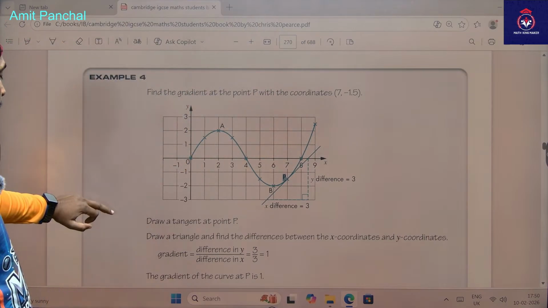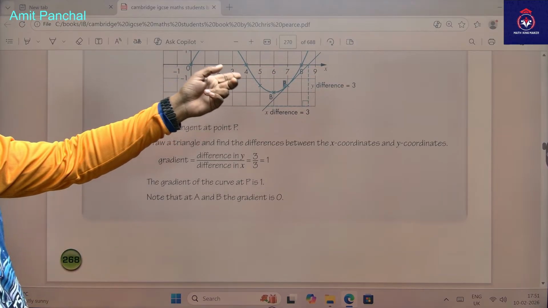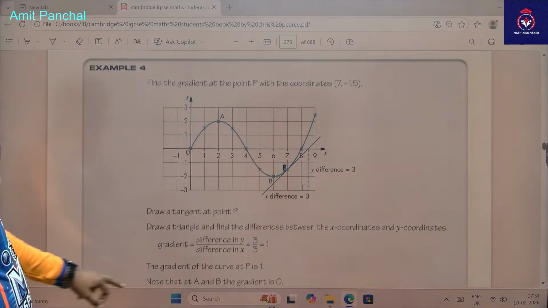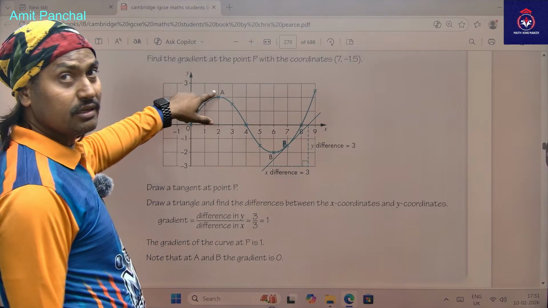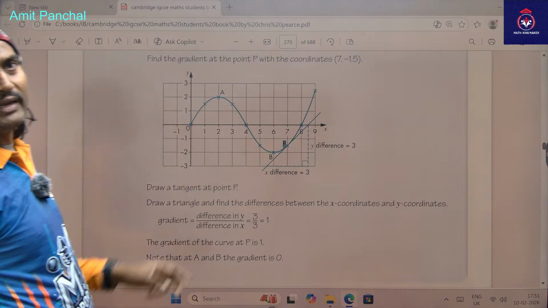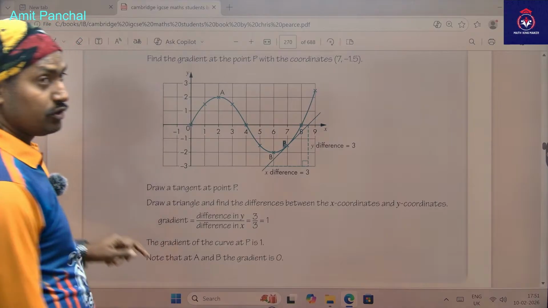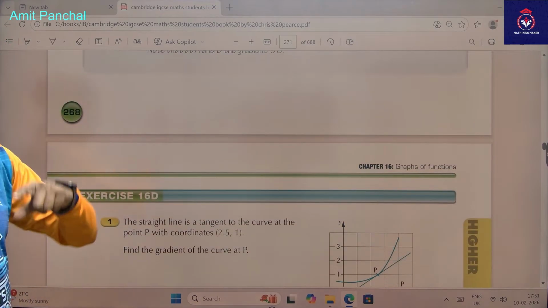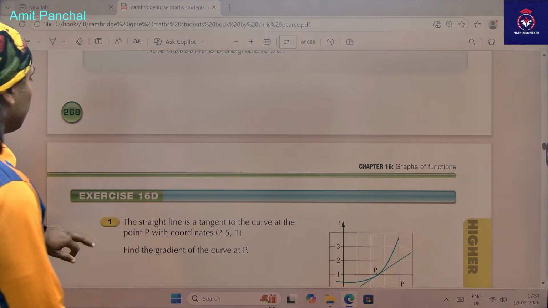So you can find the gradient at a particular point for a given curve. Got my point? It is not possible without graph paper. Note that at A and B the gradient is 0. A is the uppermost point, B is the lowermost point. So I already told you, at the highest and lowest points your gradient is going to be 0. Just note it down somewhere.